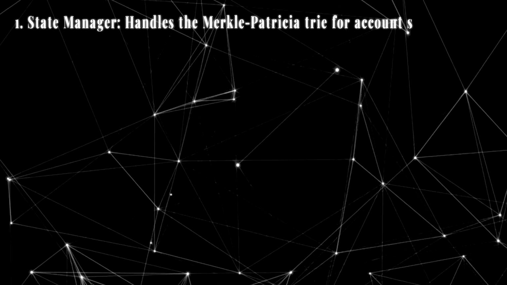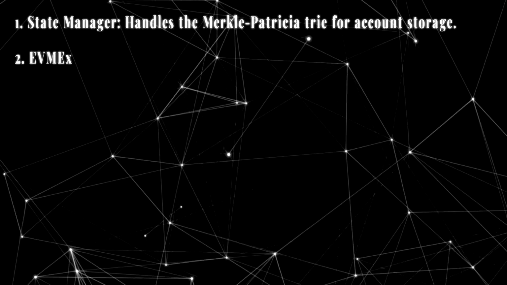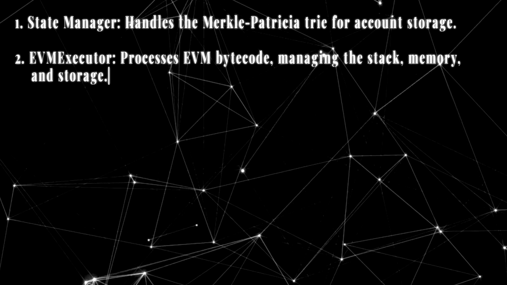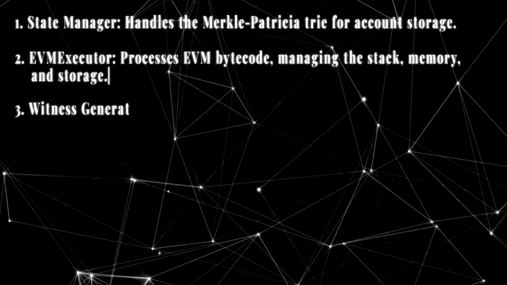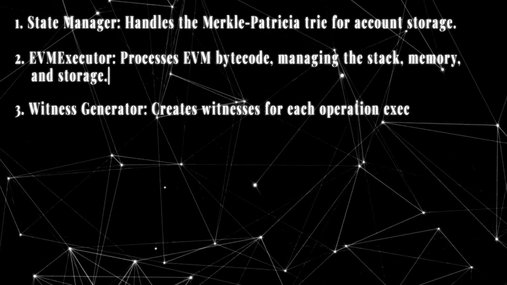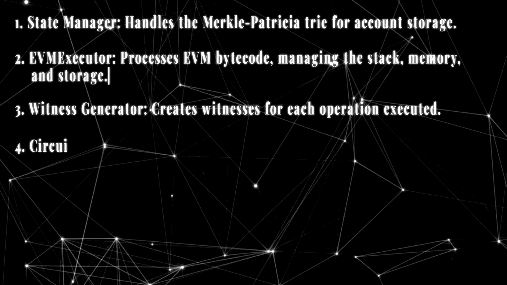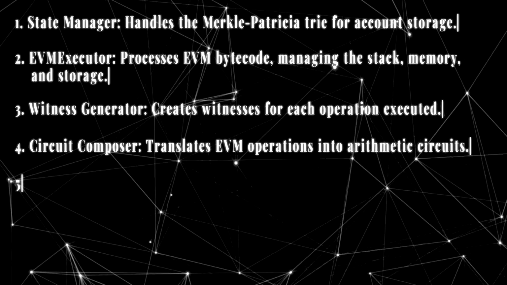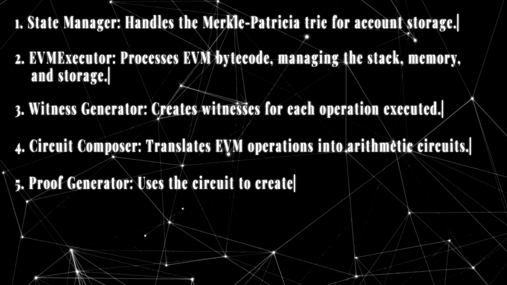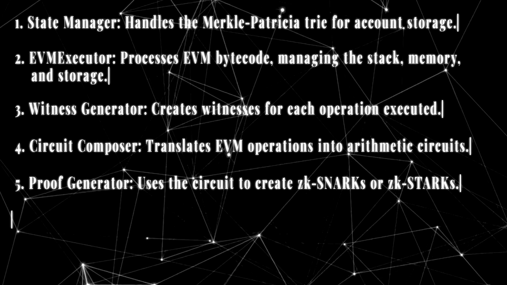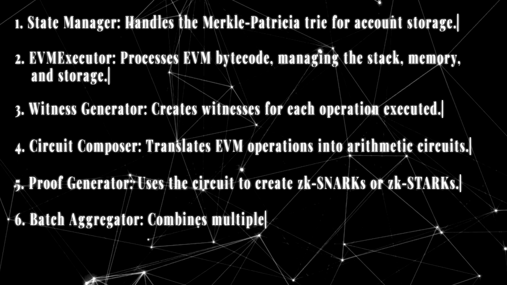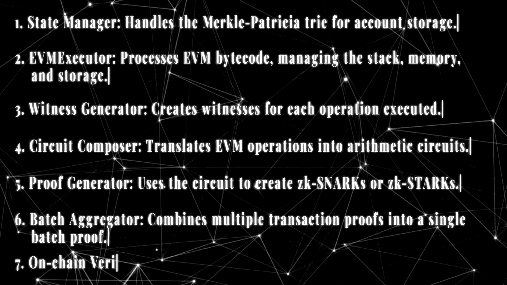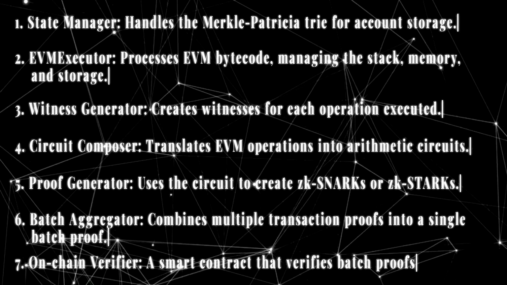the Merkle Patricia tree for account storage; number 2, an EVM executor that processes the EVM bytecode, managing the stack, the memory, and storage; and number 3, the witness generator that creates a witness for every operation executed; number 4, the circuit composer that translates the EVM operations to arithmetic circuits; number 5, the proof generator that uses the circuit to create zk-SNARKs or zk-STARKs; number 6, the batch generator that combines multiple transactions into one single batch proof; and number 7, the on-chain verifier, a smart contract that verifies the batch proofs.